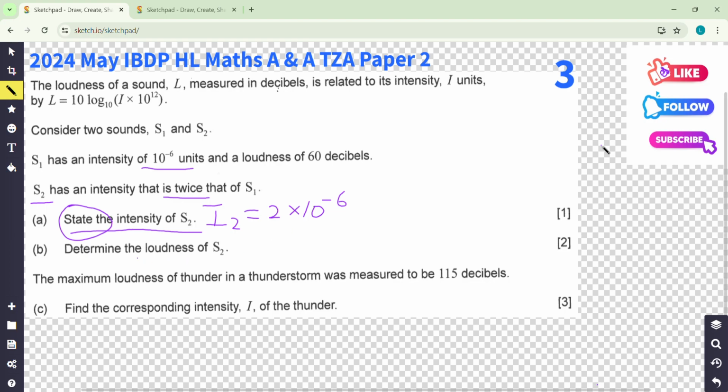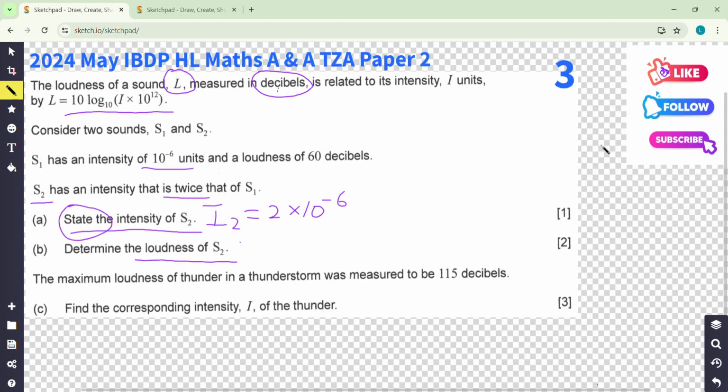Okay, next one. Find the loudness of S2. So find out what is loudness. Okay, look up here. Loudness is L, in decimal. Okay, maybe this is important. So important units. Okay, so the equation is like this. So it's a calculator question. So substitute the I here and do the thing.